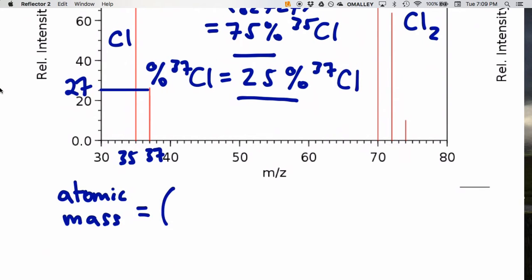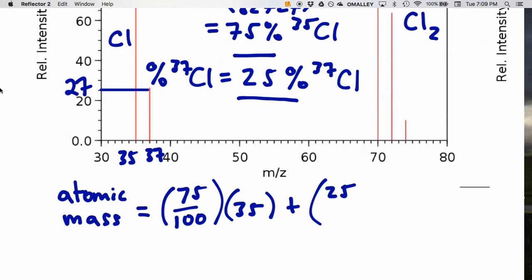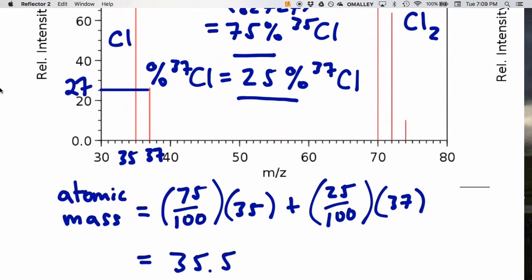You simply do that by taking the percentage of each, so 75% of chlorine 35 plus 25% of chlorine 37, and that gives you a weighted average mass of 35.5 grams per mole. And that's almost exactly what we see on most periodic tables. Chlorine is in between 35 and 37, but it's closer to 35 because more of it exists as 35.